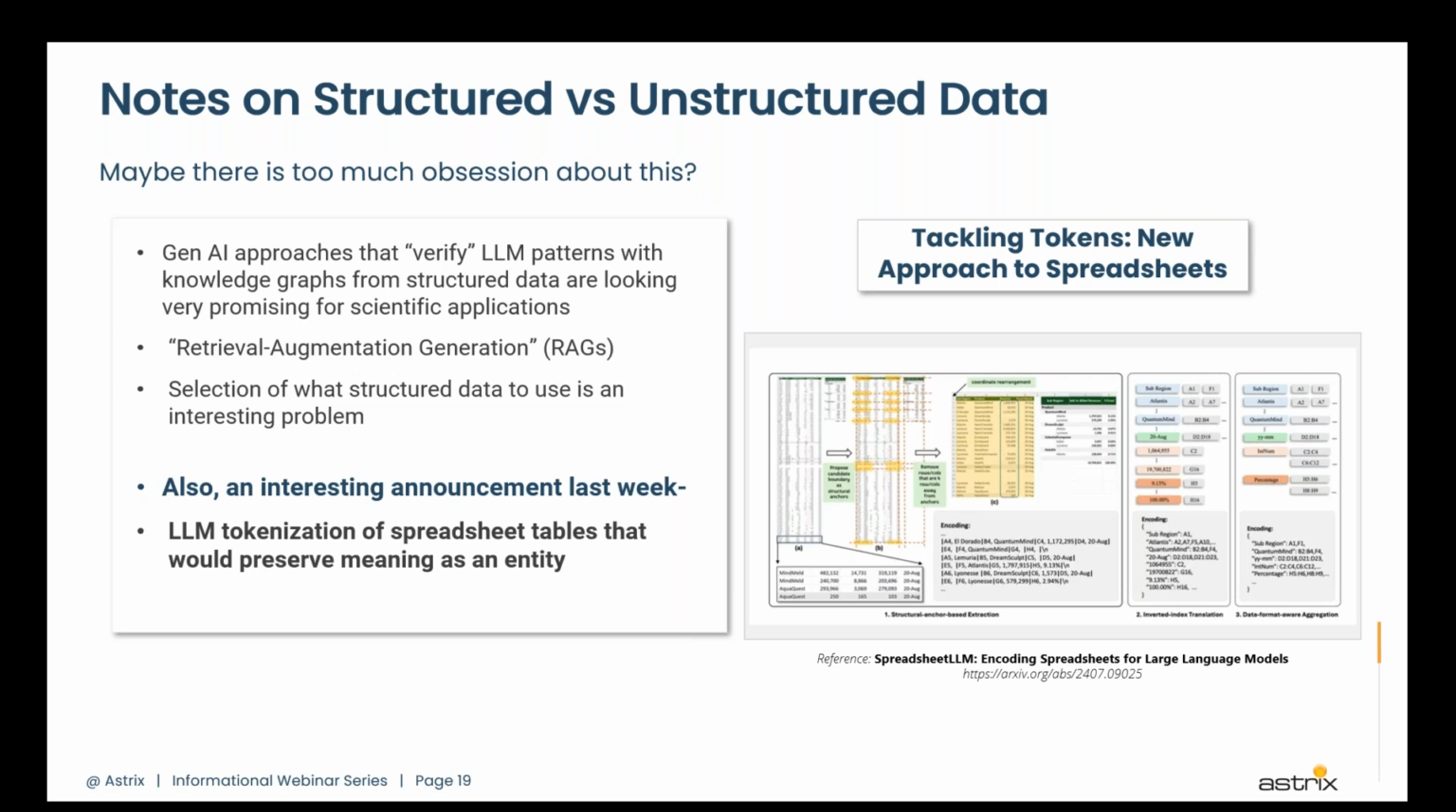And there was a really interesting announcement last week, which I've only just read through the first time, so I still need to reread it and think about it some more. But Microsoft Research announced some interesting work they've done recently on how to better represent spreadsheets in an LLM tokenization pipeline. Spreadsheets are quite problematic today for large language models in Gen AI.